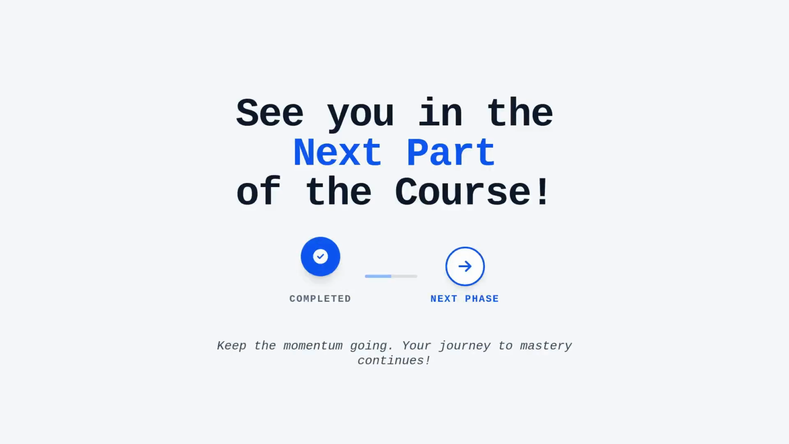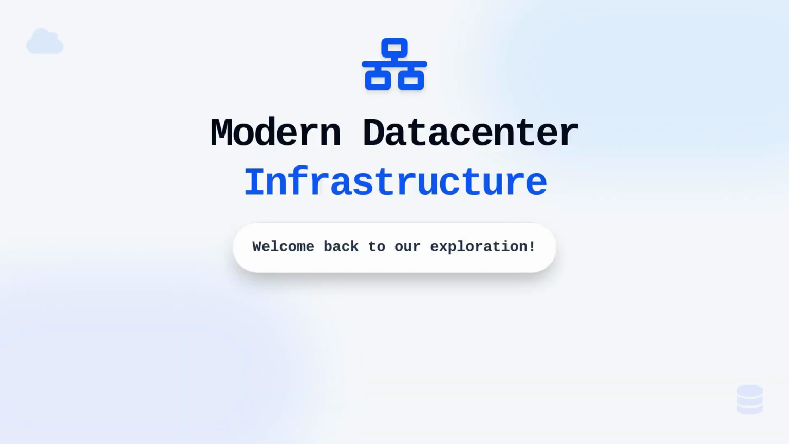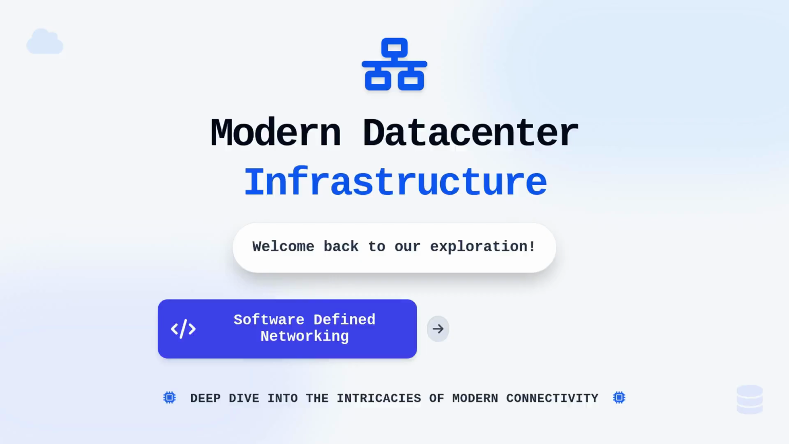Welcome back to our exploration of modern data center infrastructure. Today, we are centering our discussion on the intricacies of software-defined networking within the context of HPE environments.